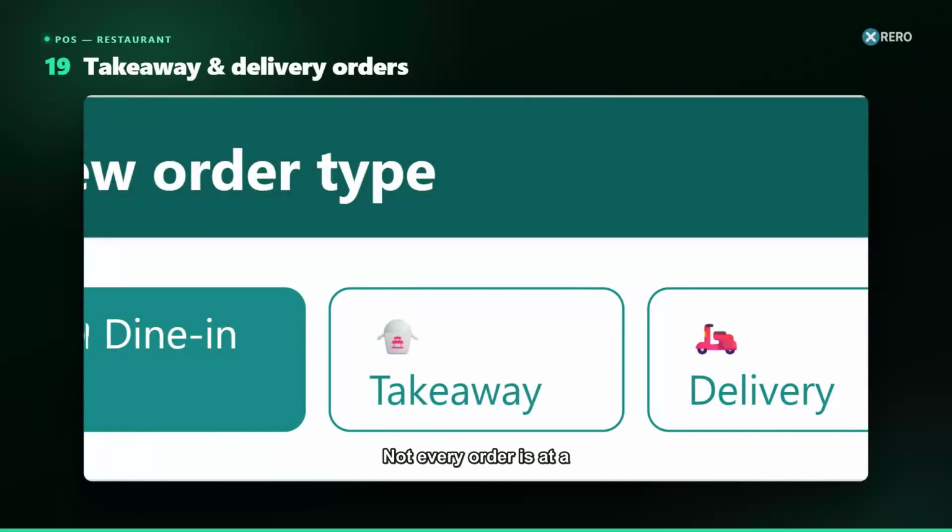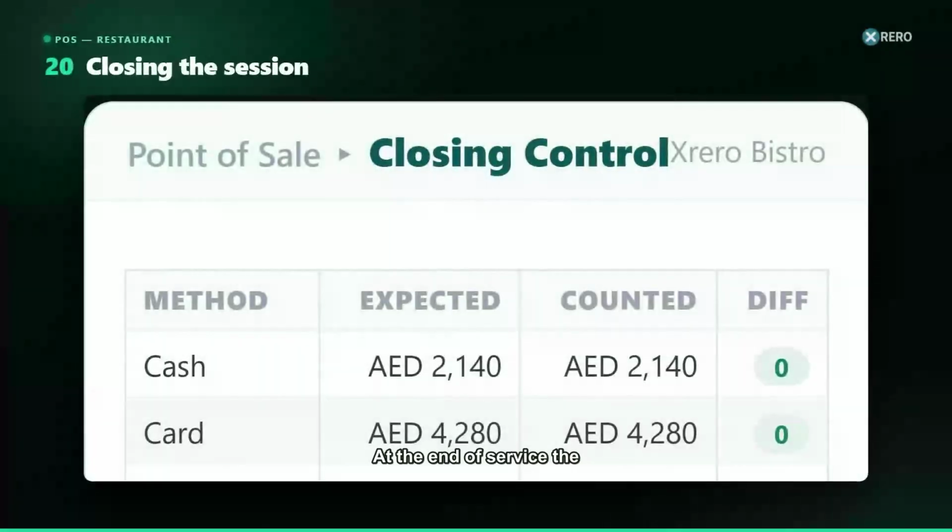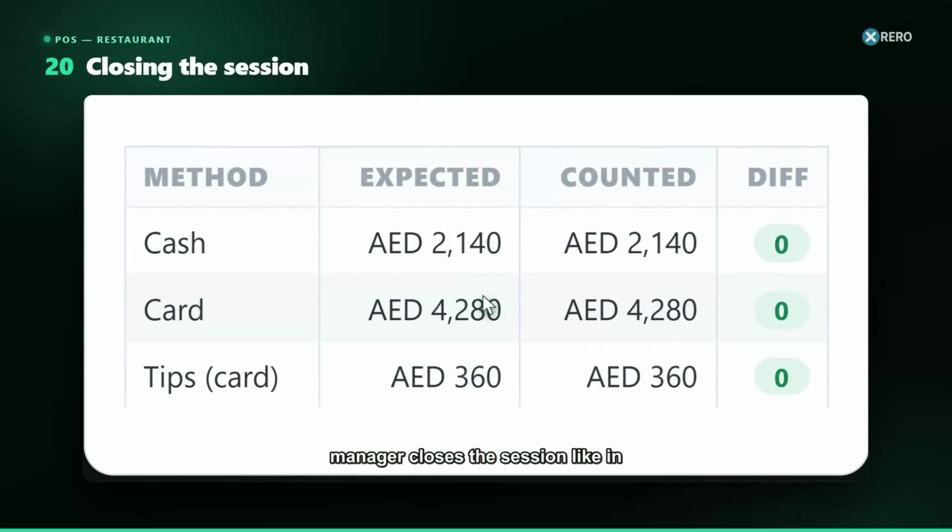Not every order is at a table. For takeaway, start an order without selecting a table and mark it takeaway. For delivery, attach the customer and address. At the end of service, the manager closes the session like in retail. Open the menu, choose Close Register, count each payment method, resolve any cash difference, and confirm.